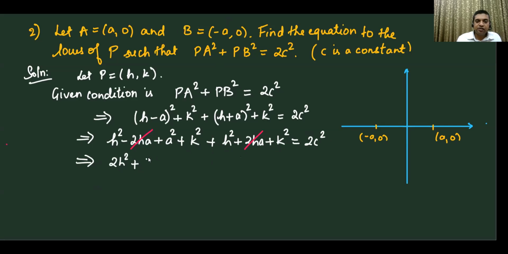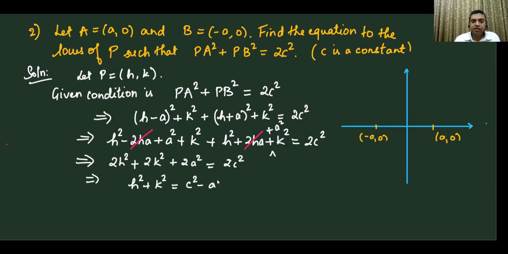K square plus k square is 2k square. I'm sorry, I missed an a square here. H square plus 2ha plus a square. So then a square plus a square is 2a square is equal to 2c square. 2 cancels throughout, you have h square plus k square is equal to c square minus a square.